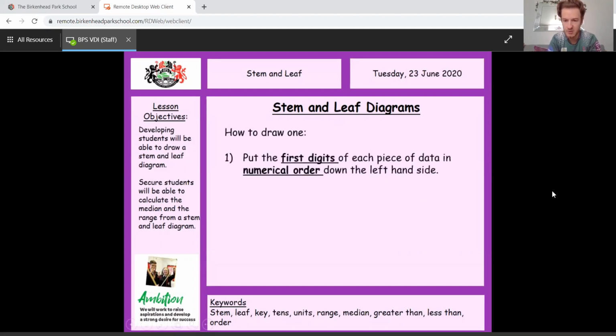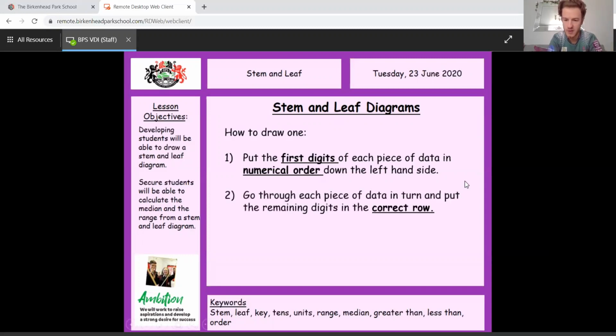Put the first digits of each piece of data in numerical order down the left-hand side. So if you've never seen this before, I will show you on the next slide or two. But for instance, the number 10, you take the first digit, which is 1, and you put it in numerical order down the left-hand side. So you go 1, 2, 3, and so on.